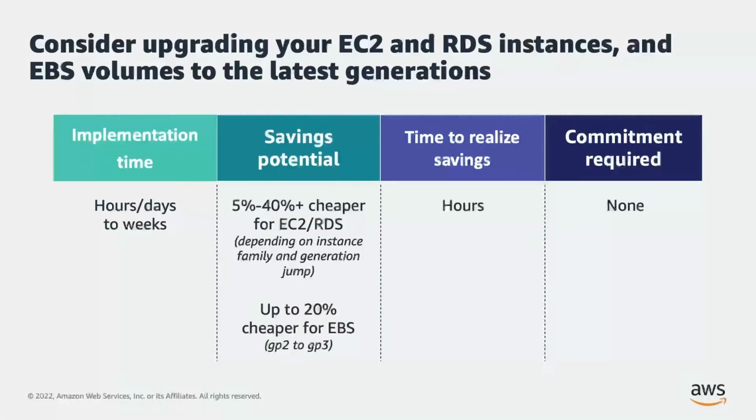Likewise, upgrading your EBS volumes from GP2 to GP3 can yield up to 20% cost savings. And these upgrades can be completed with 0 downtime, while still retaining the full gigabyte size for those volumes. It is just that easy to do. The time to realize the savings will depend on when it's implemented, and the upgrading requires no commitment either.